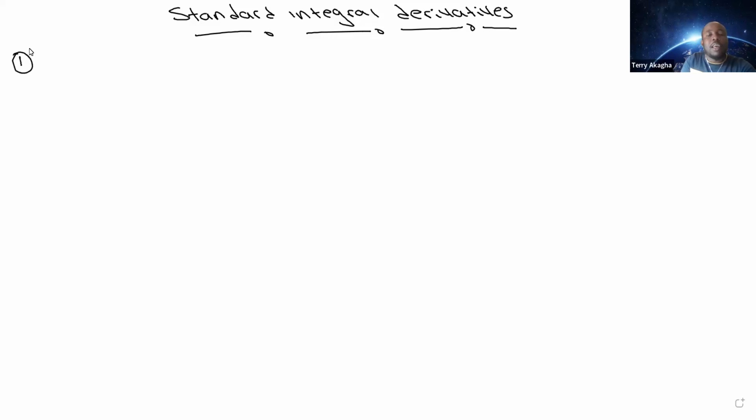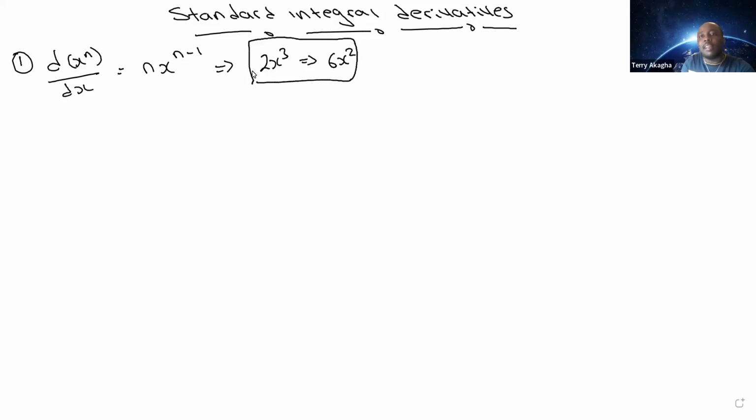Now, let's start first. Assuming you had access to differentiate x raised to the power n, for instance. If I asked you to differentiate it, you would have said n x to the power n minus 1. Okay? So if you have, for instance, 2x cubed, and I ask you to differentiate this, it's going to be 6x squared, right? I have a playlist and series on this, so you can go back and watch that.